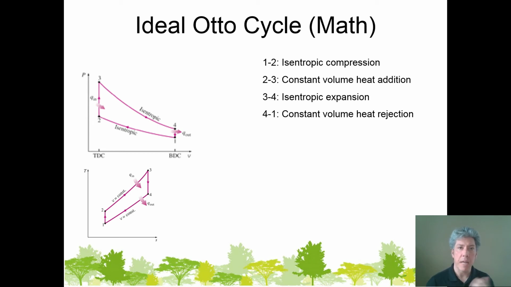State 3 to state 4 is isentropic expansion, that's the power stroke essentially, and then 4 to 1 is the constant volume heat rejection, where in the real cycle or the real engine, obviously the piston moves up to push exhaust gases out and down to pull in a fresh charge of a fuel-air mixture.